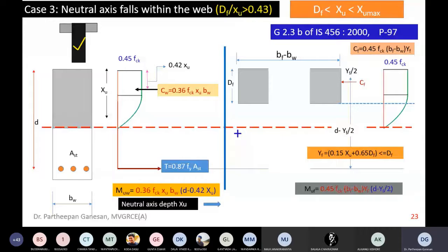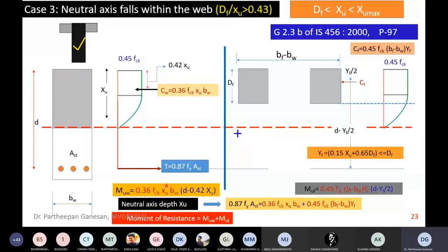Okay, so if you take the equilibrium of compressive force and tensile force, this is the compressive force taken by the web, the compressive force taken by the flange, and the tensile force taken by the steel. If you make T equal to C, you will get the equation. You can find the value of xu. Remember, Yf is also in terms of xu, so you will get a quadratic equation. You will have to solve it. Similarly, the moment of resistance will be the moment taken by the web plus the moment taken by the flange. So that is this formula.